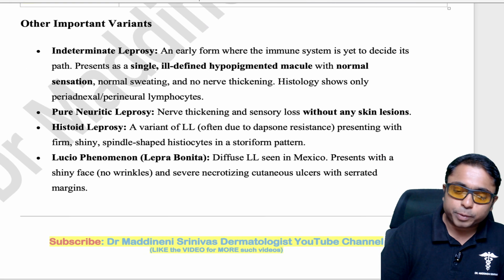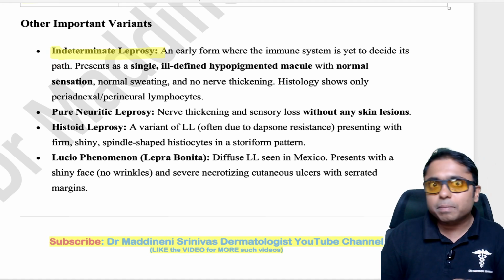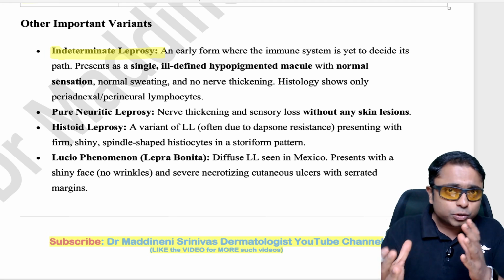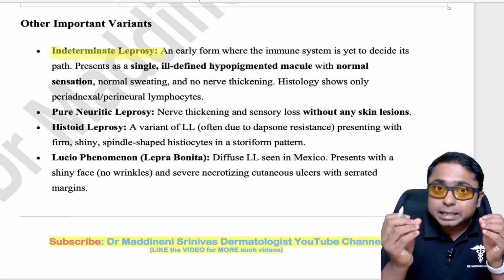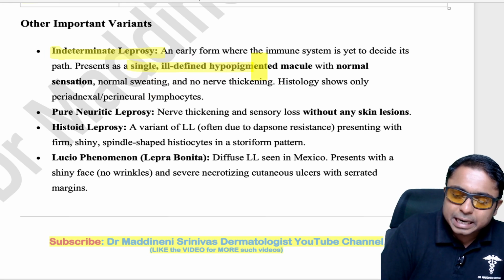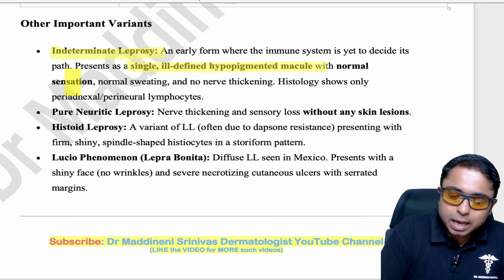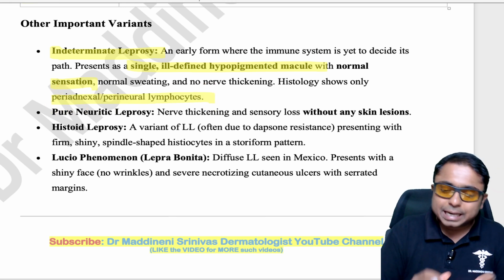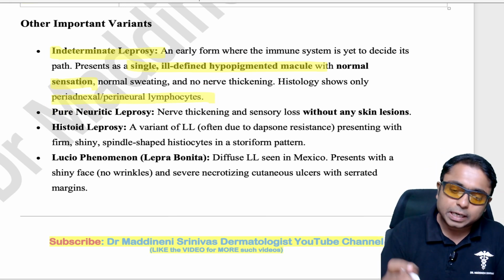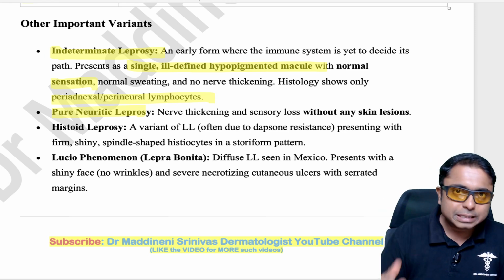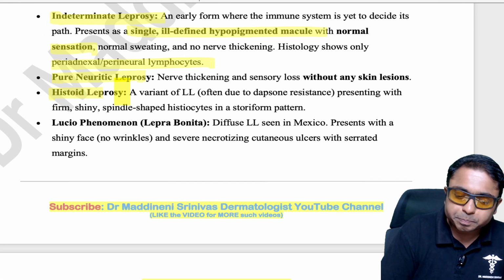Borderline lepromatous leprosy, here remember almost a symmetrical involvement of skin and nerves is the characteristic point. Indeterminate leprosy is a very close differential for pityriasis alba. If you remember, in children, if there are hypopigmented lesions, you should think of pityriasis alba and also indeterminate leprosy. In indeterminate leprosy, the patients usually have a single ill-defined hypopigmented macule with normal sensations. Okay, histopathology may show periadnexal and perineural lymphocytic infiltration. Pure neuritic leprosy will not have any skin lesions, and we have already seen which nerves to do biopsy for.